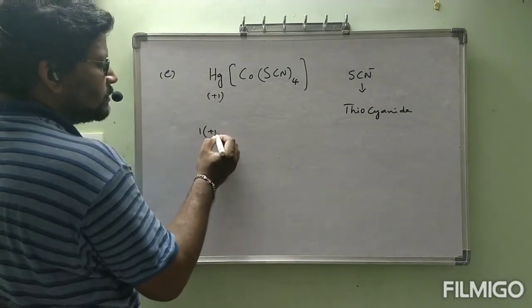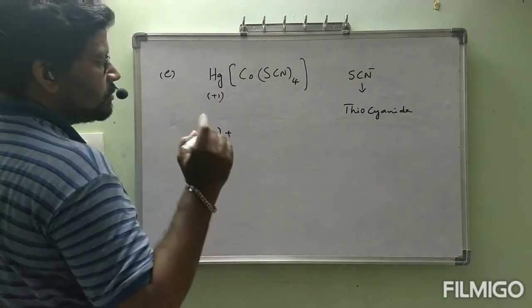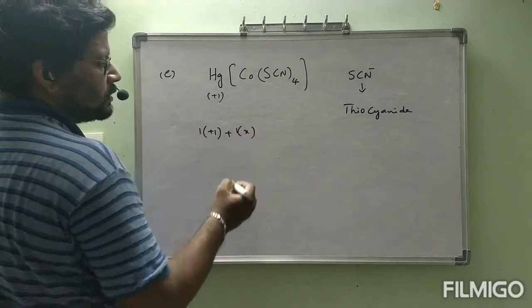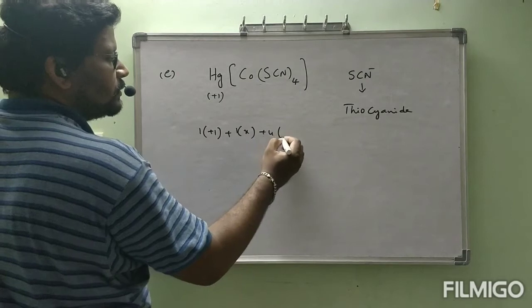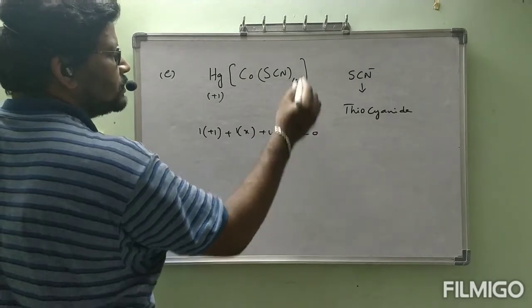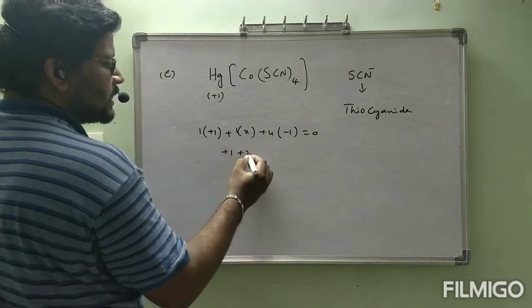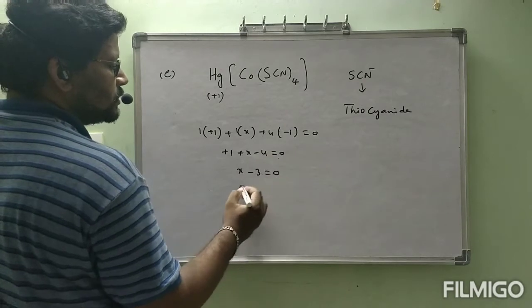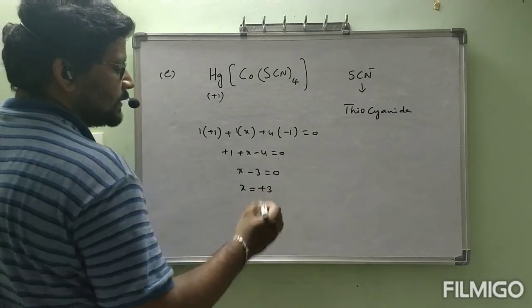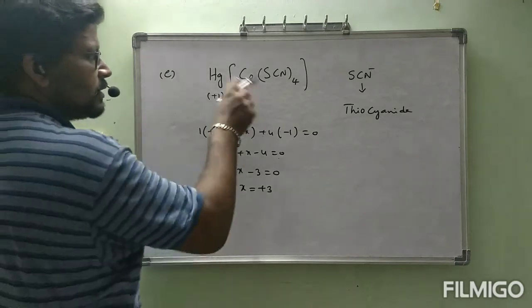1 into +1, plus how many cobalt are there? 1 cobalt, 1 into X. Let the oxidation number of cobalt be X. Next, plus 4 into -1 is equal to 0. The total oxidation number is 0. So +1 plus X minus 4 is equal to 0, X minus 3 is equal to 0, X is equal to +3. This is the oxidation number of cobalt.